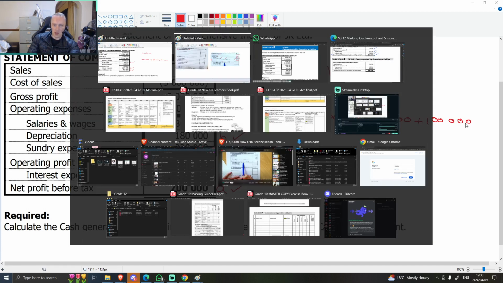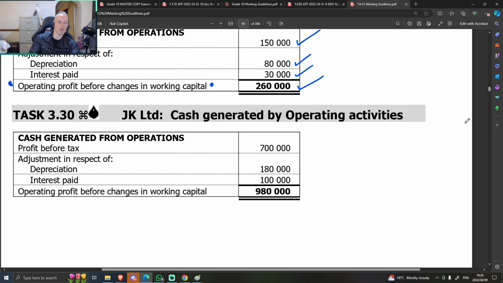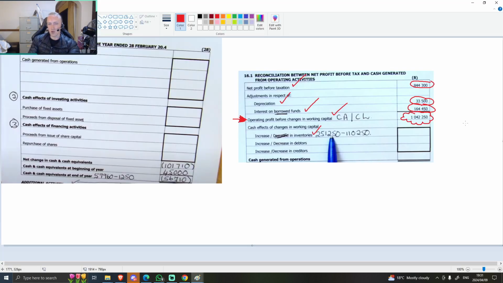Now let's look at it in the correct format of the cash flow statement. Profit before tax, 700,000. Adjustment in respect of depreciation and interest paid, 180,000 and 100,000. And that gives us 980,000. Operating profit before changes in working capital. And again, that figure would be this one right here. This one plus or minus this one would give us this one, which we would write here.